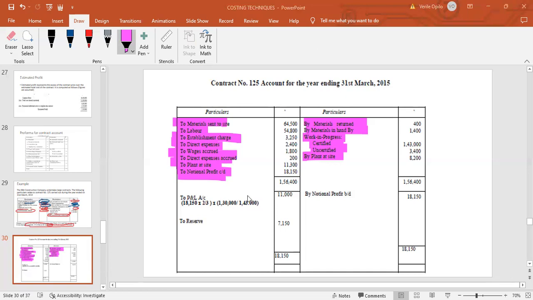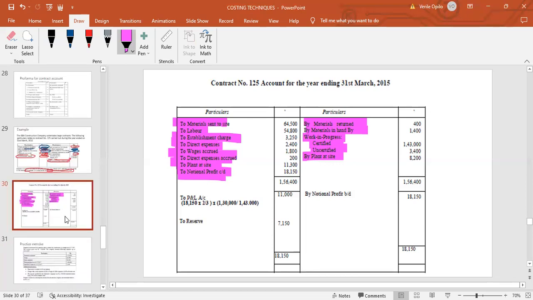Okay, so I believe that silence means no question with regard to the preparation of the contract account. Here we have some questions that I want you to look at later on, just to practice on the contract accounts and see if you can replicate what we have looked into, and see if you can know what account to debit and what account to credit with regards to the contract account.